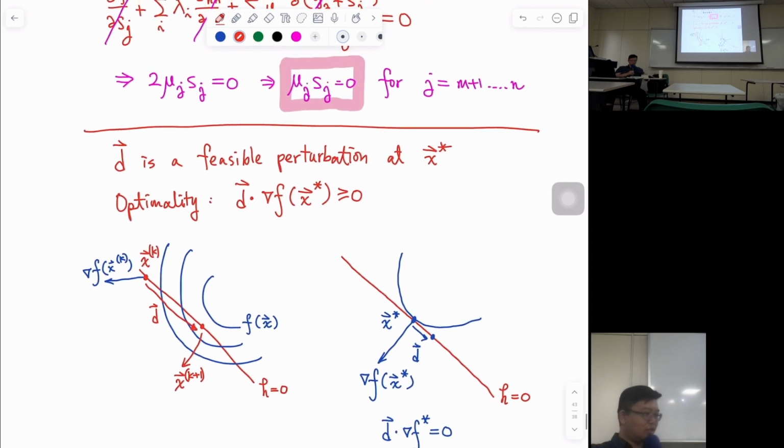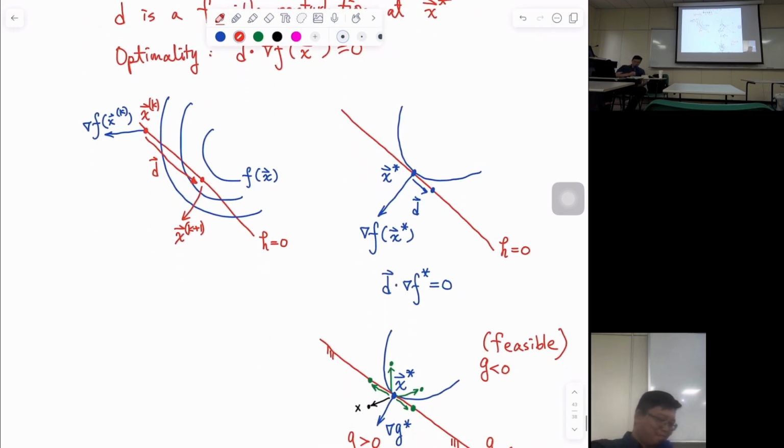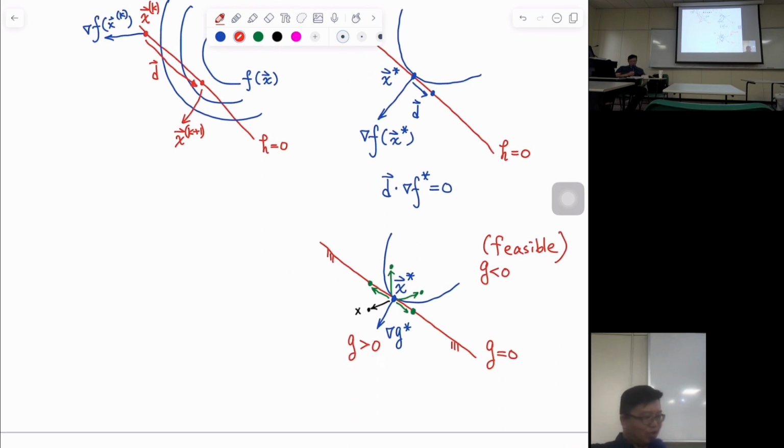Oh, hold on. That is negative. Am I thinking this right? Gradient direction going positive. Okay. Let me check my notes. Is it right? This one's hard.